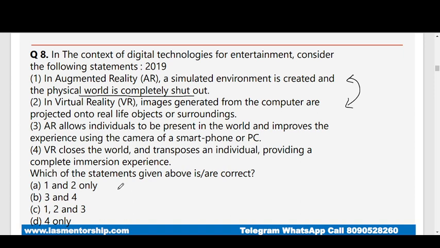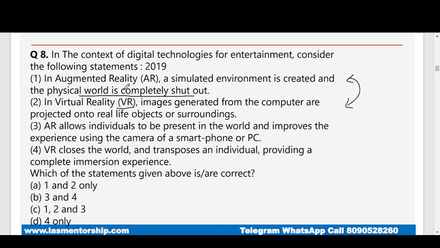Is your physical world that time completely shut down? Absolutely not. You can also see what the next person is doing behind you, where you are sitting. So the physical world is also there in virtual reality. Sorry, in virtual reality, the physical world is completely shut down, because you are wearing that 3D glasses and you are completely focused on whatever the screen is playing.